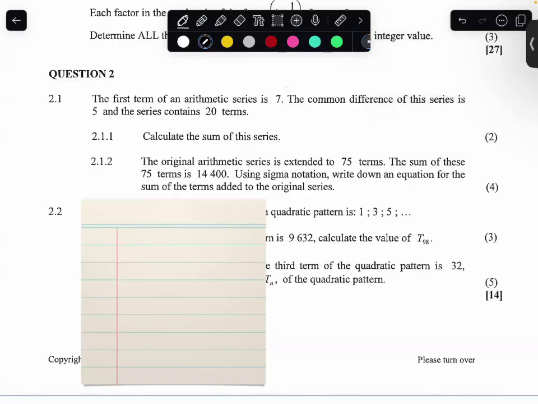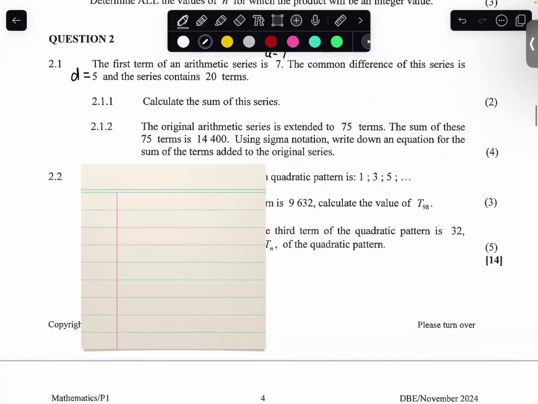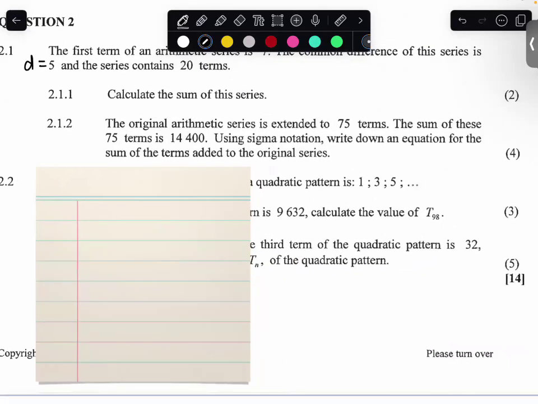Question 2, 2.1 says the first term of an arithmetic series is 7, which means A is equal to 7. The common difference of the series is 5, which means D is 5, and the series contains 20 terms. So 2.1.1 says, calculate the sum of this series.